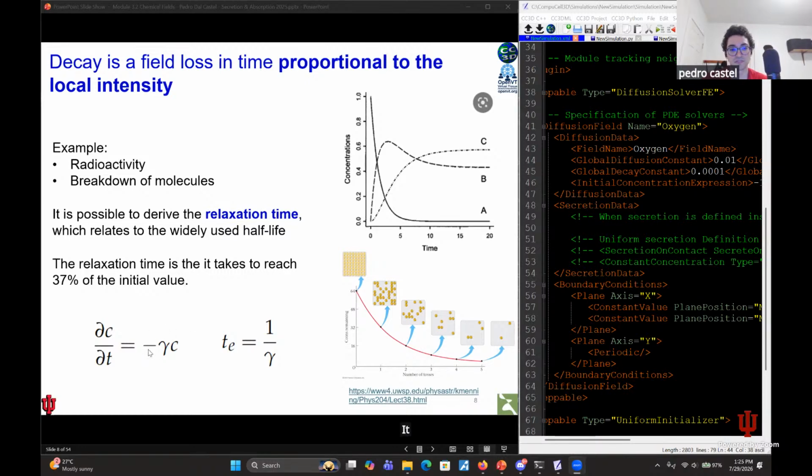It comes as a negative term, so minus gamma times C. C is the concentration. And this decay equation is applied in many decay processes, such as radioactive decay, molecule breakdown, and so on and so forth. If you solve this differential equation, you get an exponential. That's the solution for that ordinary differential equation, and you will obtain a characteristic decay time that is 1 over gamma.